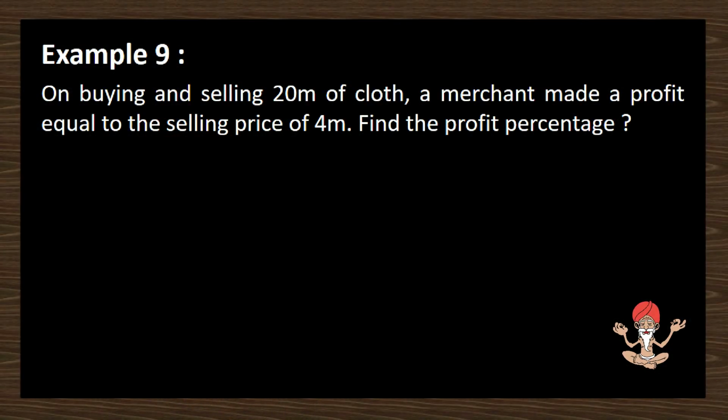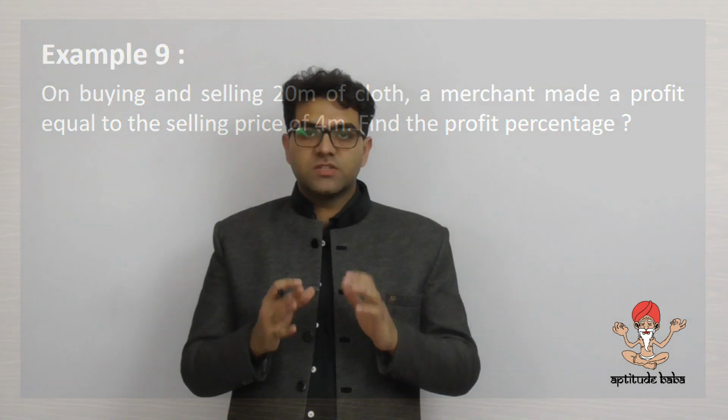On buying and selling 20 meters of cloth, a merchant made a profit equal to the selling price of 4 meters. Find the profit percentage. This question simply states that a merchant bought 20 meters of cloth and sold 20 meters of cloth, and the profit he made was equal to the selling price of 4 meters of cloth.